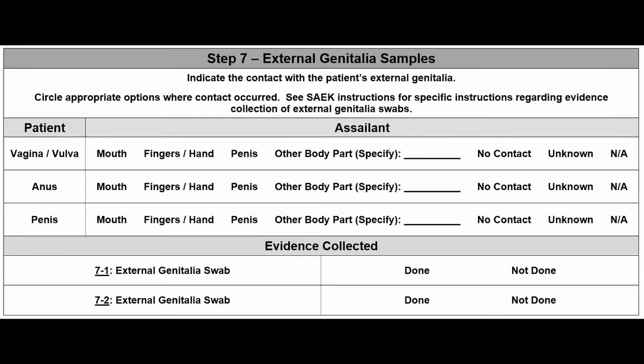Step 7, external genitalia samples. The paperwork for the collection of the external genitalia samples details the nature of contact between the patient and the assailant or assailants. For patients with a vagina and vulva, these samples can be collected for up to 12 days, dependent on the specific case history. In the case of penile penetration of the vagina, up to 12 days, and of the anus, up to 3 days. If cunnilingus has been alleged, the samples can be collected for up to 3 days or 72 hours if the patient has not showered.